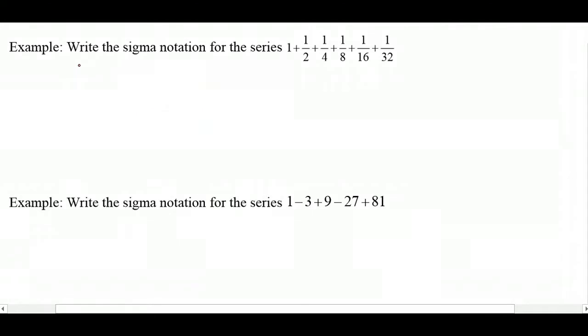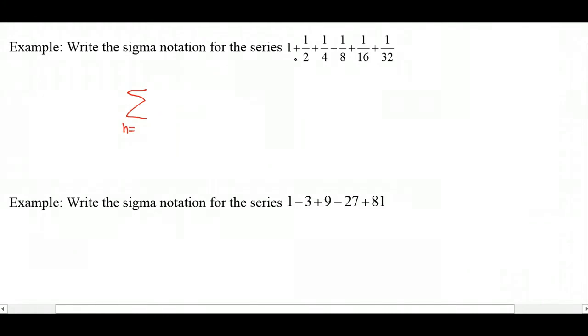All right, for these next two examples, we want to write the sigma notation for the series. 1 plus 1 half plus 1 fourth plus 1 eighth plus 1 sixteenth plus 1 over 32. So this is going to be similar to finding a general term for the sequence, except now we're going to have to think about what the index is going to be. So we're going to have the sum from n equals some number to some number of some general term.